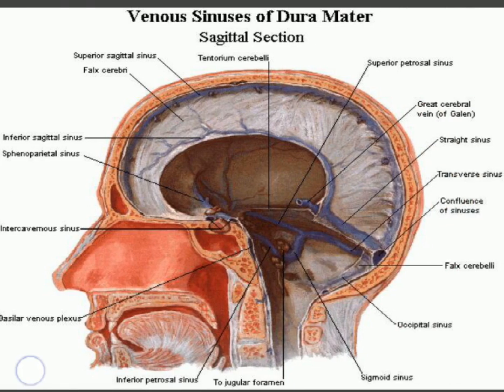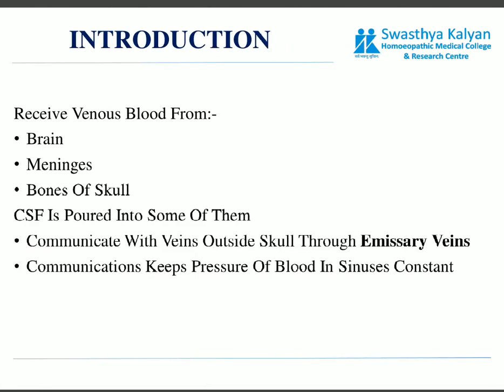Again the figure showing the same thing, the dura mater, the two layers of the dura mater and how the venous sinuses are located in the cranial cavity. The cranial venous sinuses receive venous blood from the brain, meninges and the bones of the skull. In certain sinuses, CSF is also poured.